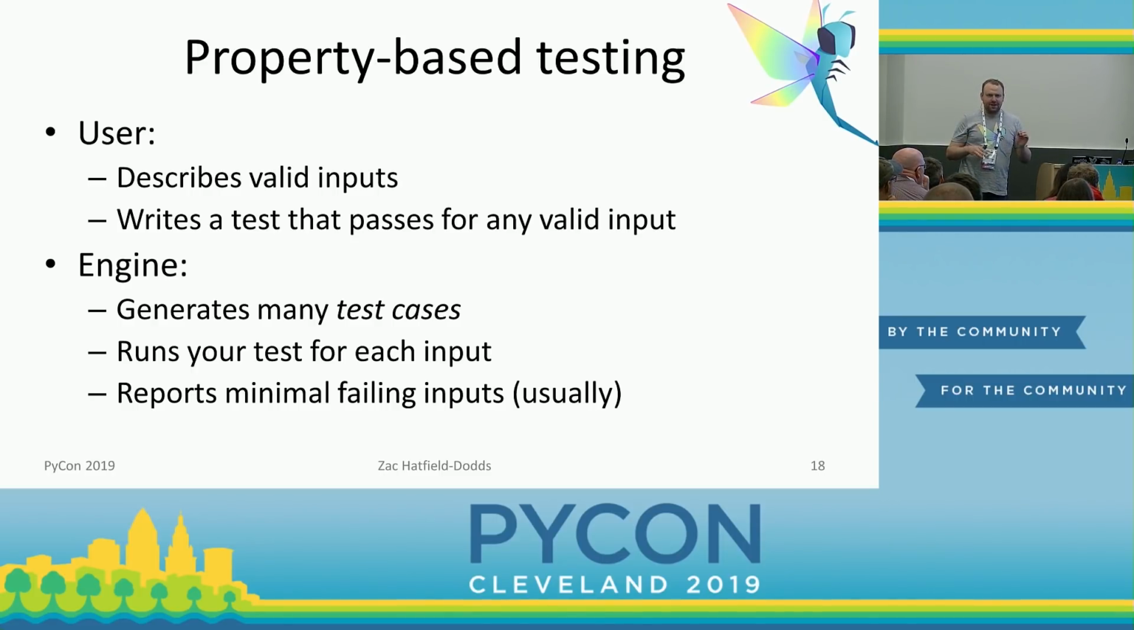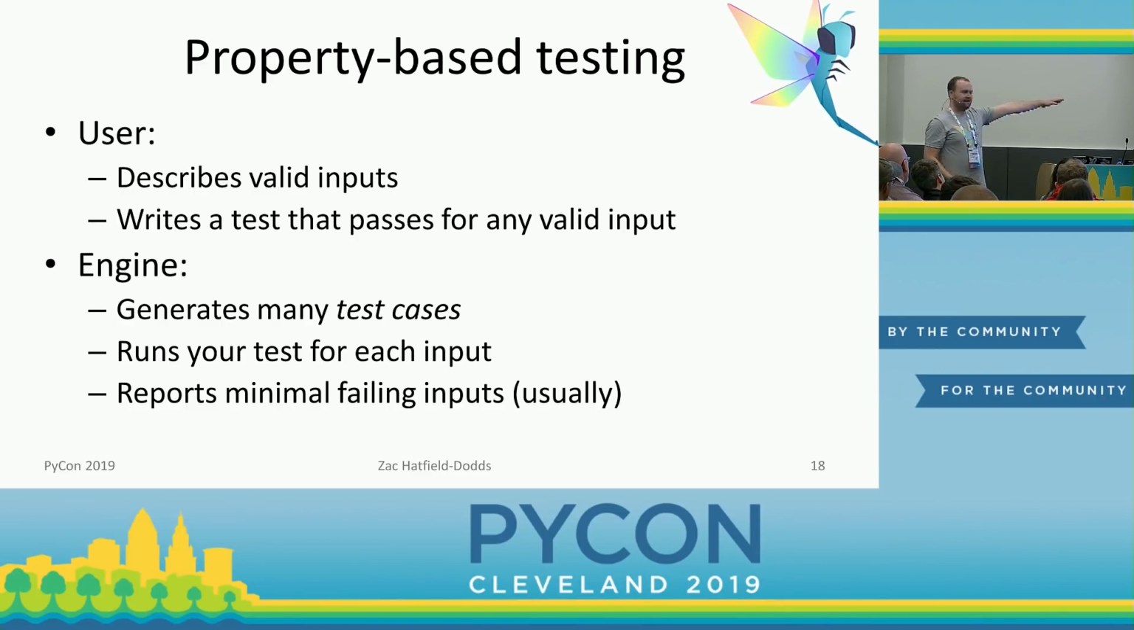So you might remember, in manual testing, you come up with an input, an action, and an output. In property-based testing, the user does something slightly different. You describe valid inputs. And this could be, my sort function takes any list of numbers or any list of strings. And then you write a test which should pass for any valid input. And for example, maybe this is, when I sort something, I get the same number of each element in the output list. Or my magic fast sort function does the same thing as the Python sorted built-in.